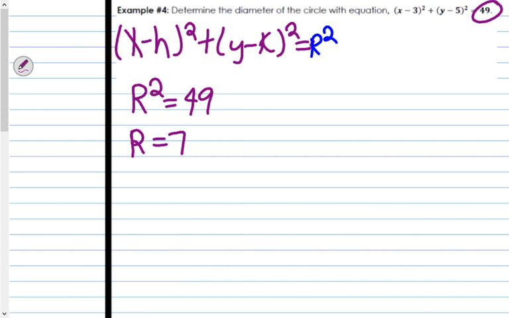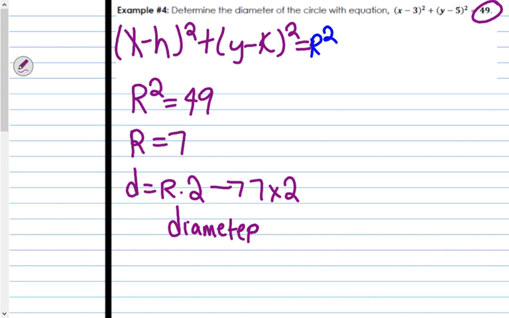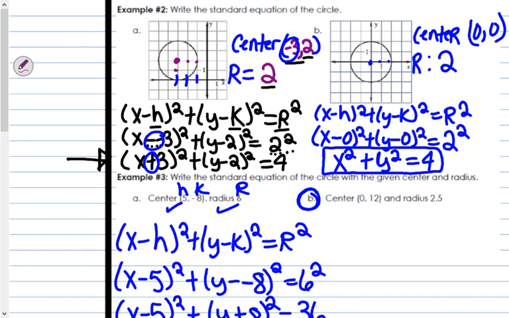Well, they did not ask for the radius, they asked for the diameter. The diameter is the radius times 2, which means it's 7 times 2. So the diameter is 14. Diameter is 14.